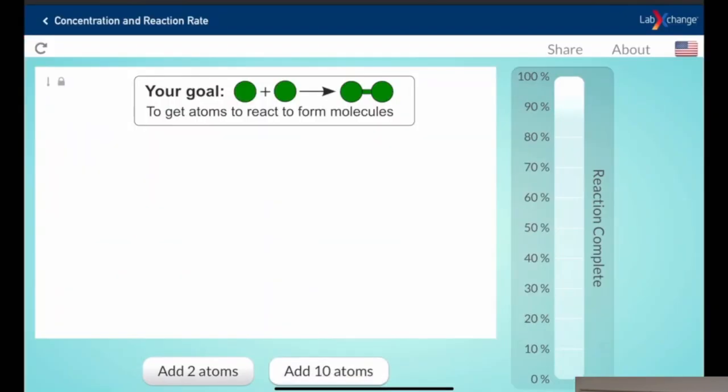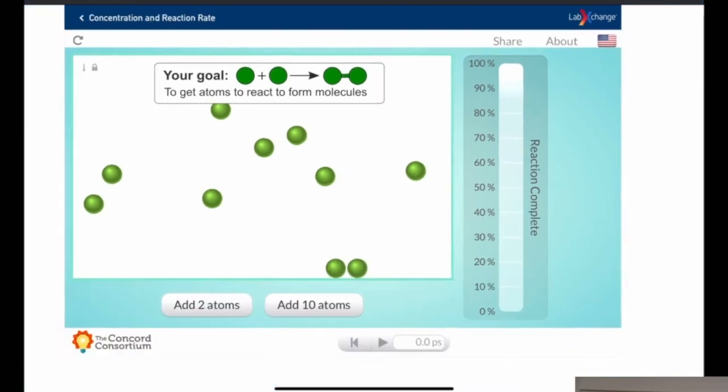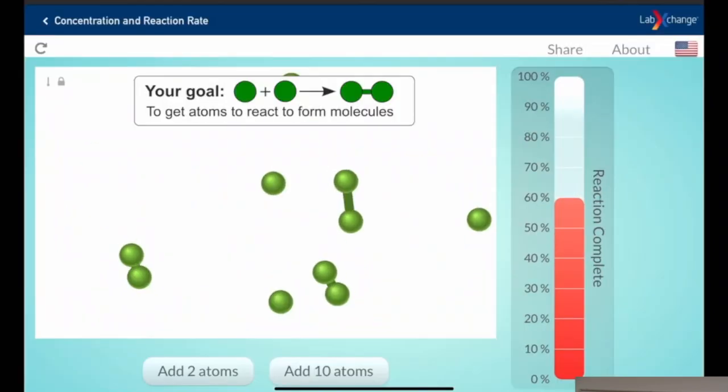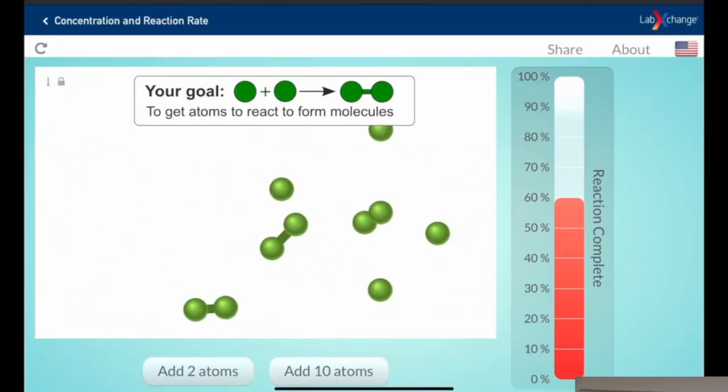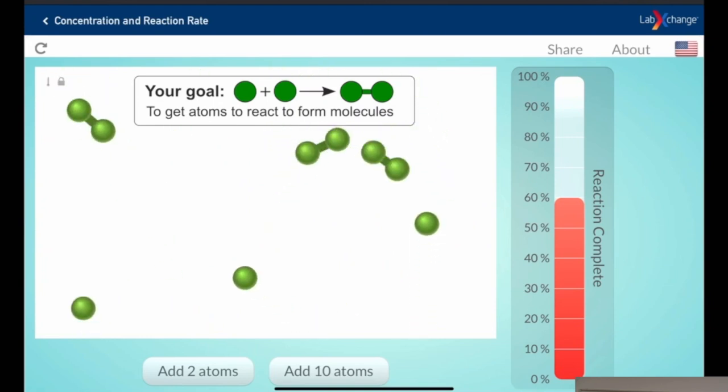Let's start with 10. Now, what do you think? Are we going to complete this faster or slower? Faster, right? It's collision theory. Well, let's see. Get your stopwatches out. Let's see how fast we can do it now. Why they're more energetic now, I'm not exactly sure. Come on, we're getting there.